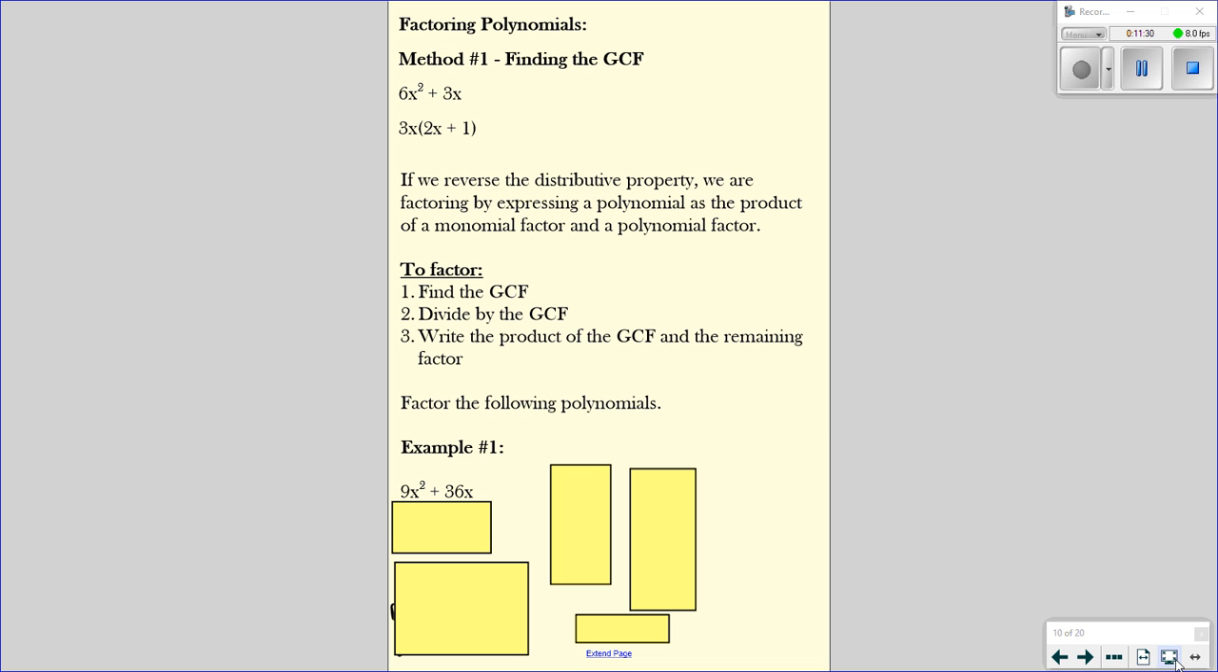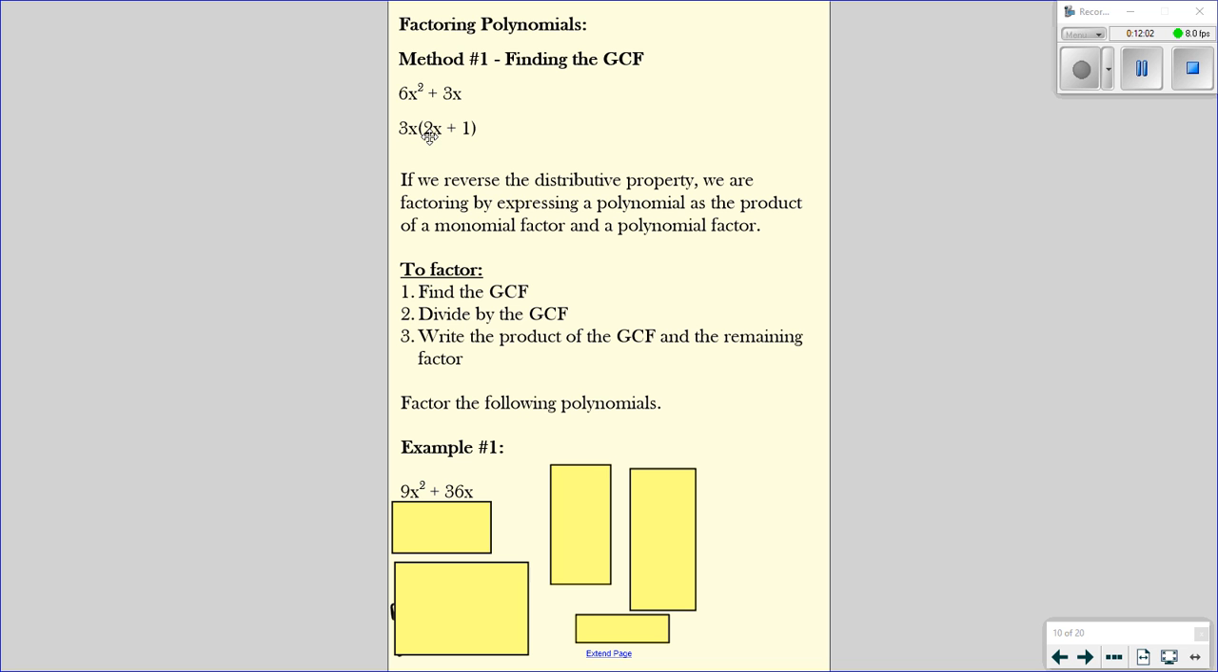So when factoring polynomials, this is going to be the first method, because there are other methods that you're going to learn in other lessons. So the first method is finding the GCF. So we have 6x squared plus 3x, and notice that it went to 3x times 2x plus 1. How did we get from this point to this point? It says if we reverse the distributive property, we are factoring by expressing a polynomial as the product of a monomial factor and a polynomial factor.